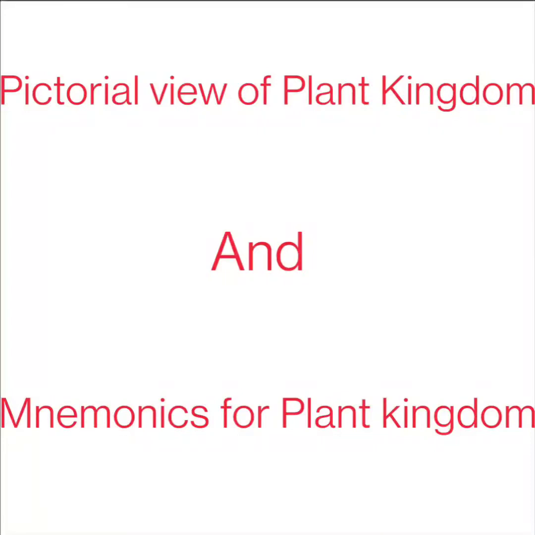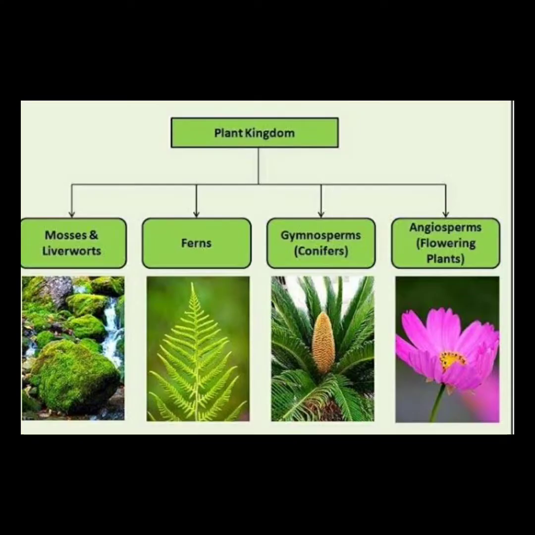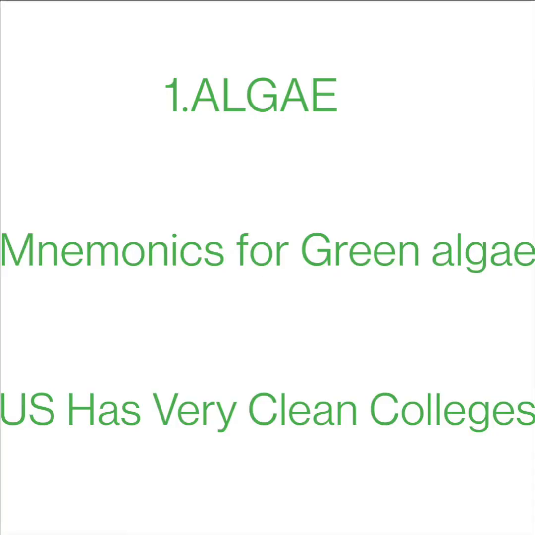Welcome everyone. In this video we'll see the examples of plant kingdom and how to memorize them in an easy way. Kingdom Plantae is divided into 5 groups called Algae, Bryophytes, Pteridophytes, Gymnosperms and Angiosperms. Algae are further divided into 3 groups.